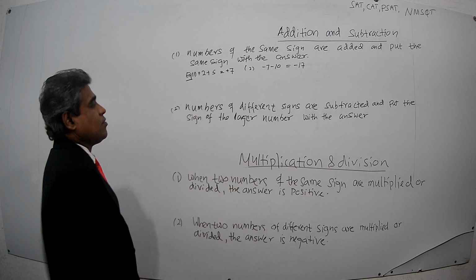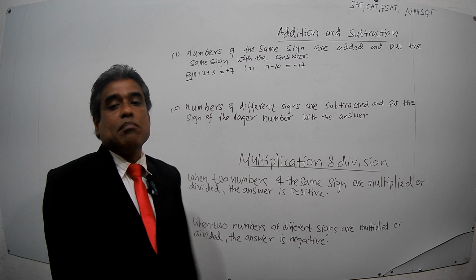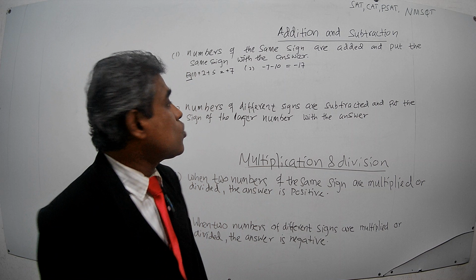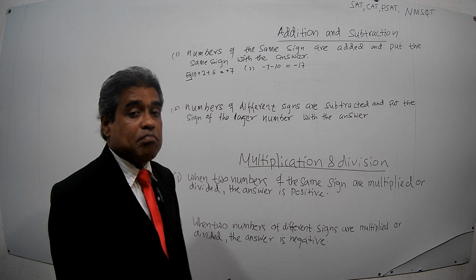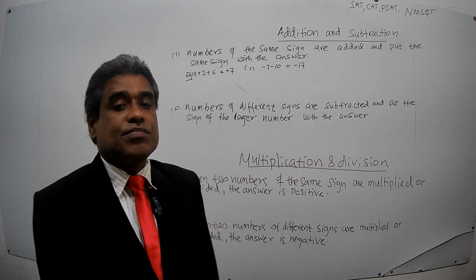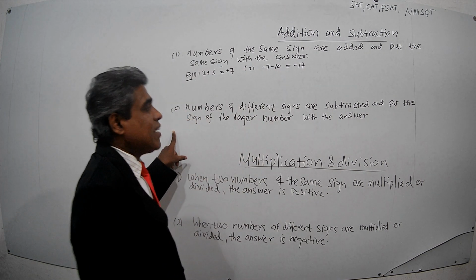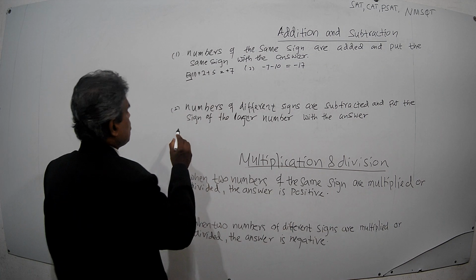In the second case, the second rule applies when the two numbers to be added or subtracted have different signs. One number is positive, the other number is negative. In such a situation, we will see how the rule is applied. This is the rule that has to be applied where the two numbers have different signs. Then let's take examples like this.